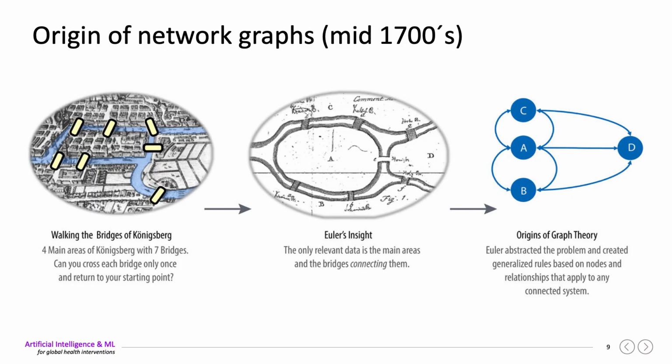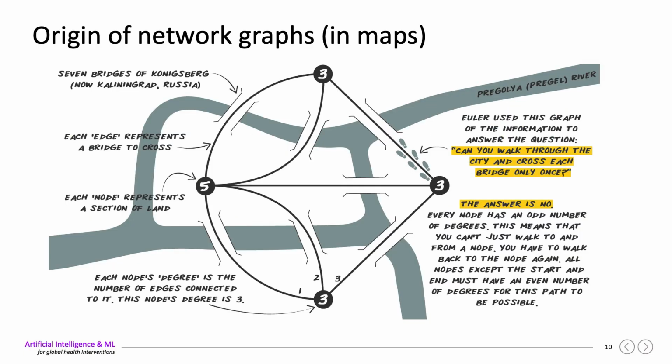On the right, this becomes the origin of graph theory. Euler abstracted the problem into nodes and relationships, creating generalized rules that apply to any connected system. This abstraction, throwing away everything except entities and their connections, is the foundational move behind all of graph theory and graph neural networks. Let's look at that same problem rendered directly as a graph.